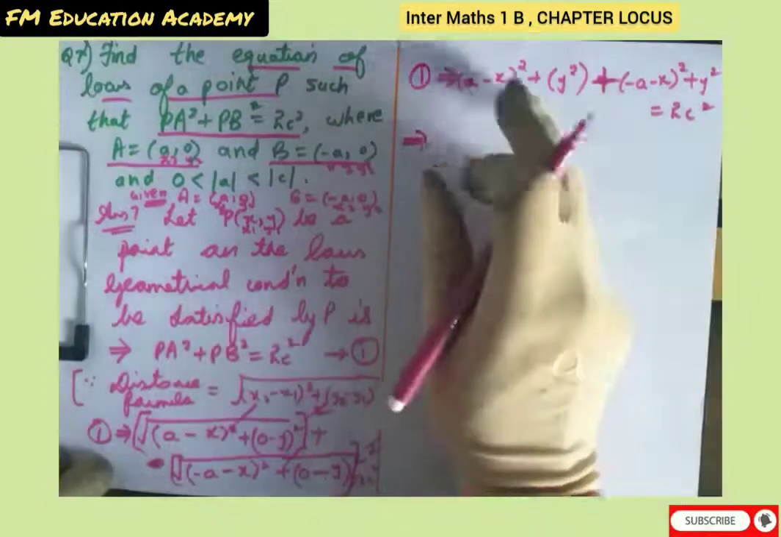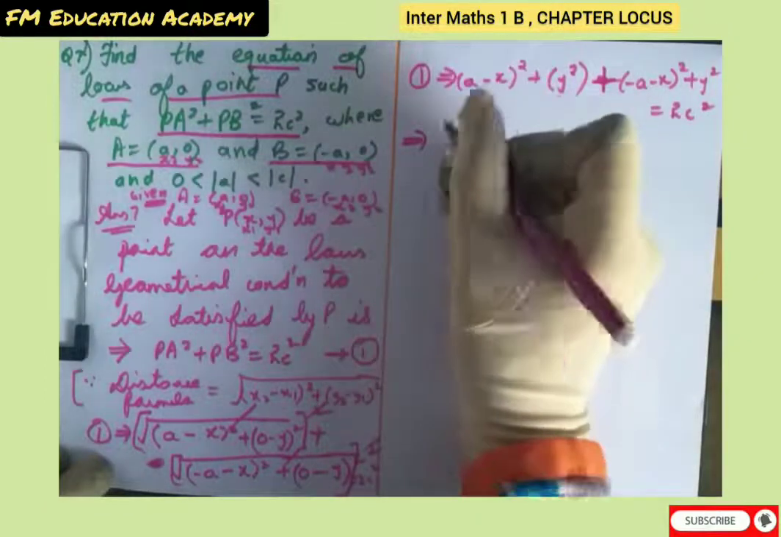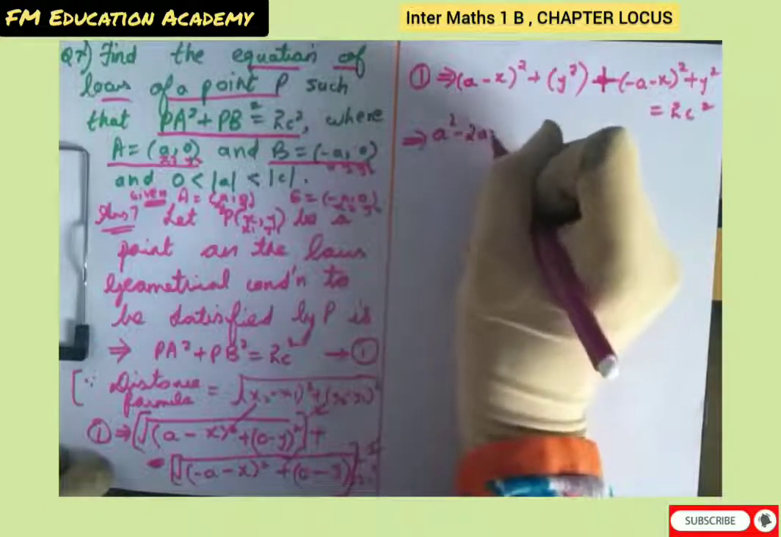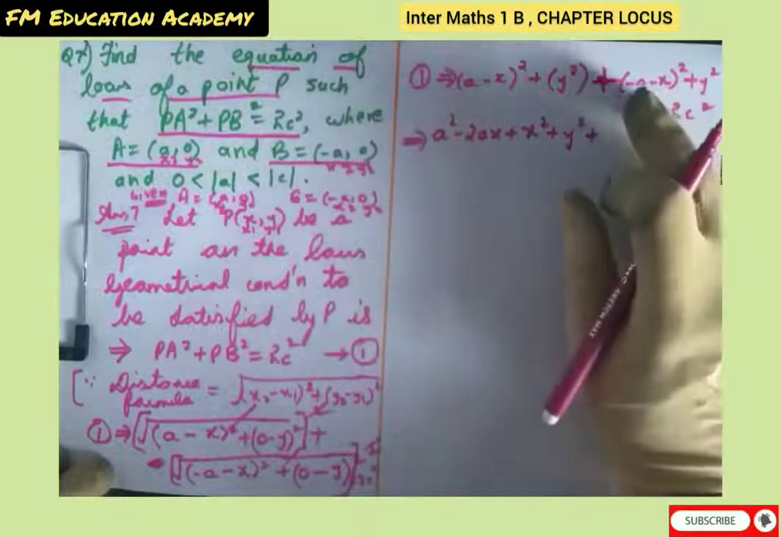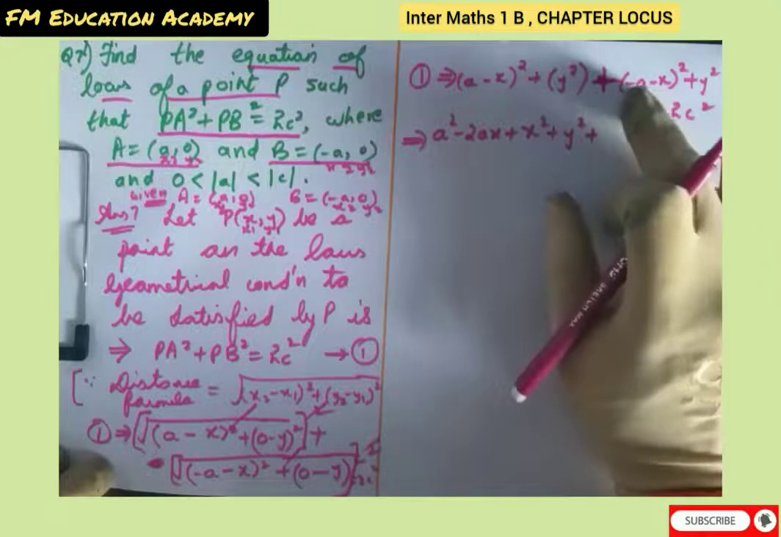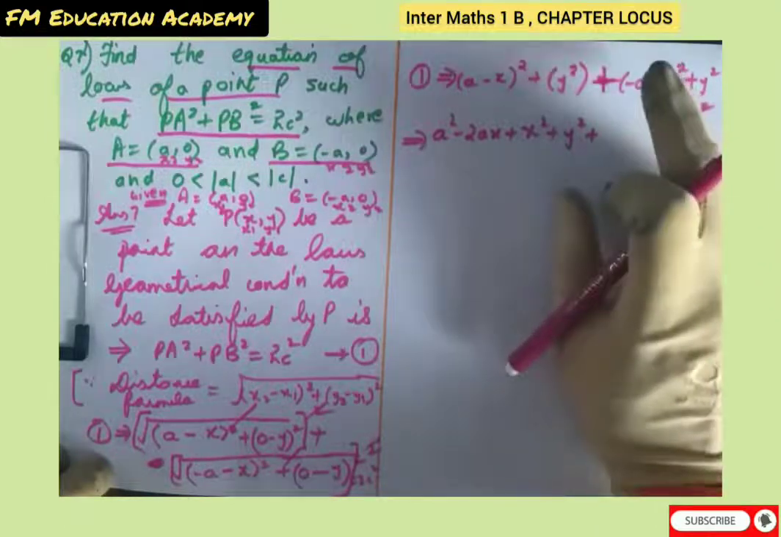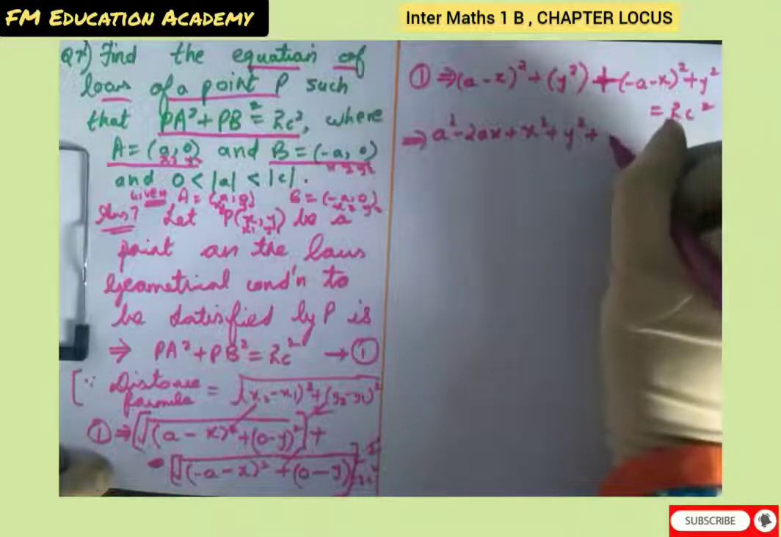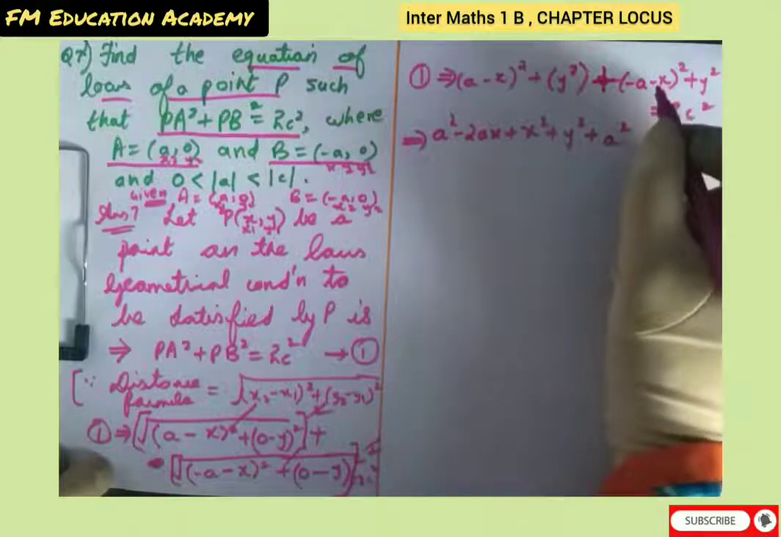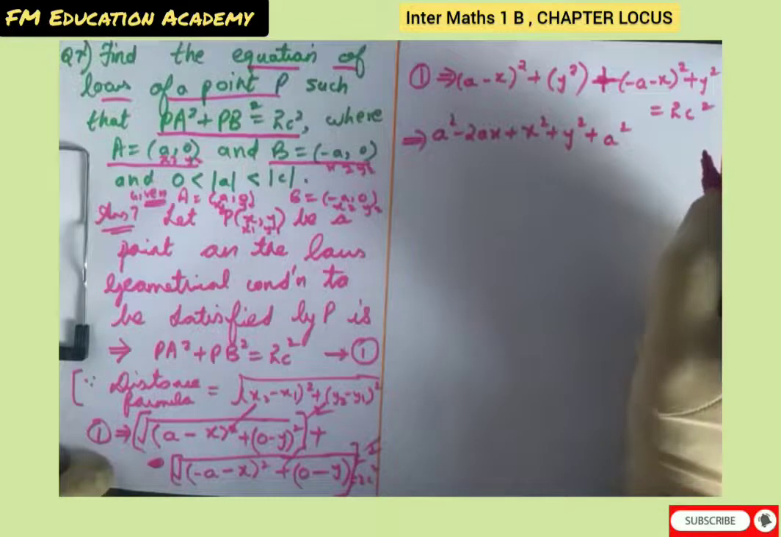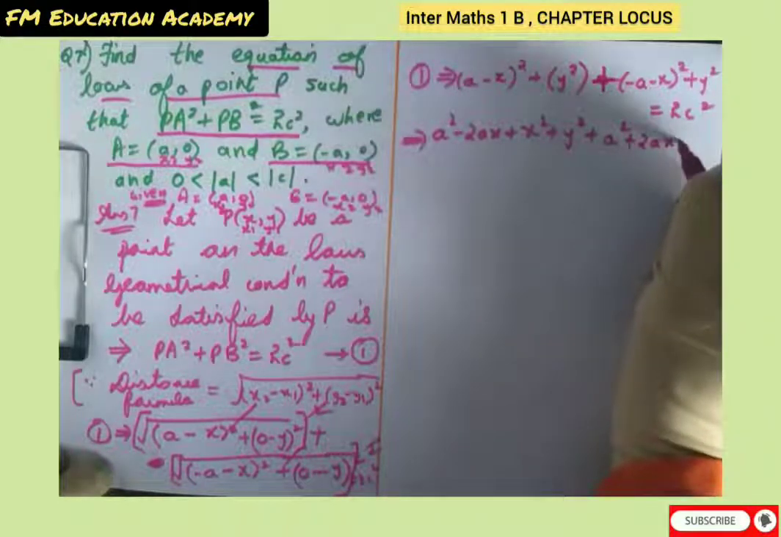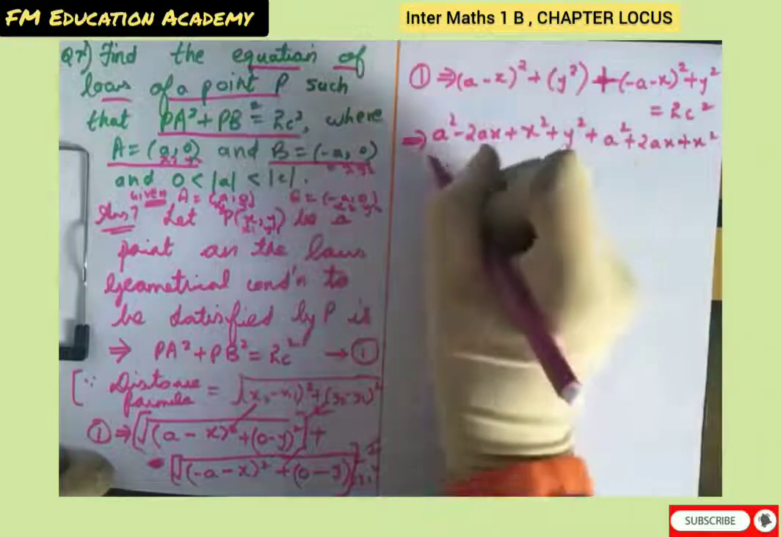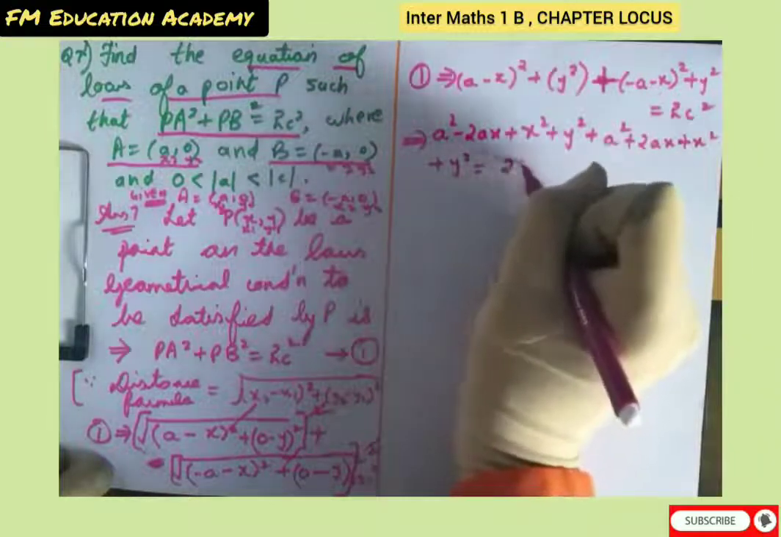So this is the form of a minus b whole square. What is a minus b whole square? A square minus 2ab plus b square plus y square plus again this is the form of a minus b whole square. What is a? A here is minus a and b here is x. So a square means minus a whole square. Minus a whole square is a square. Now minus 2 into minus a into x. Minus 2 into minus a into x is plus 2ax plus x square plus y square is equals to 2C square.